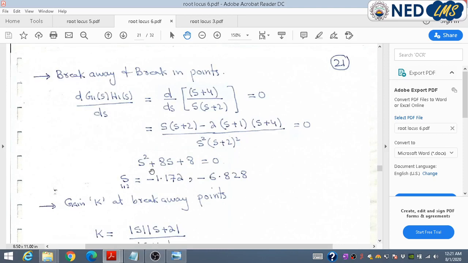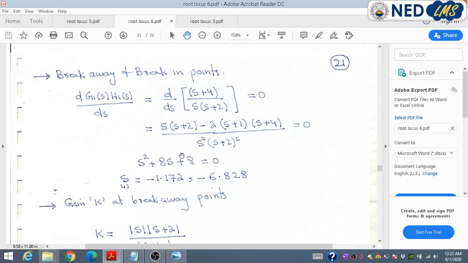The polynomial comes out to be s square plus 8s plus 8, and the solution of this polynomial is minus 1.172 and minus 6.828. If the solution of this polynomial is real, then we have to accommodate these 2 points in our root locus. We cannot discard any real solution of the polynomial that comes out after the differentiation, when we are going to find out the breakaway and break-in point.